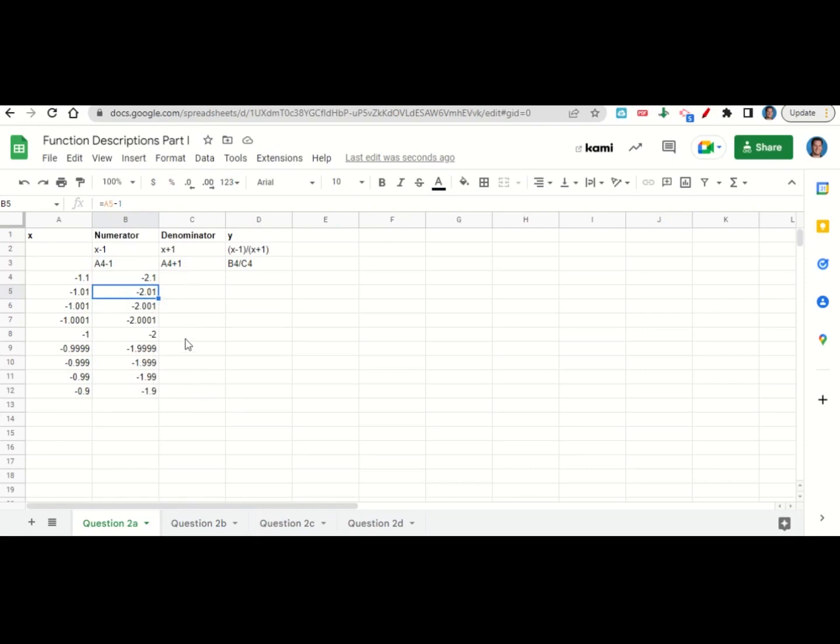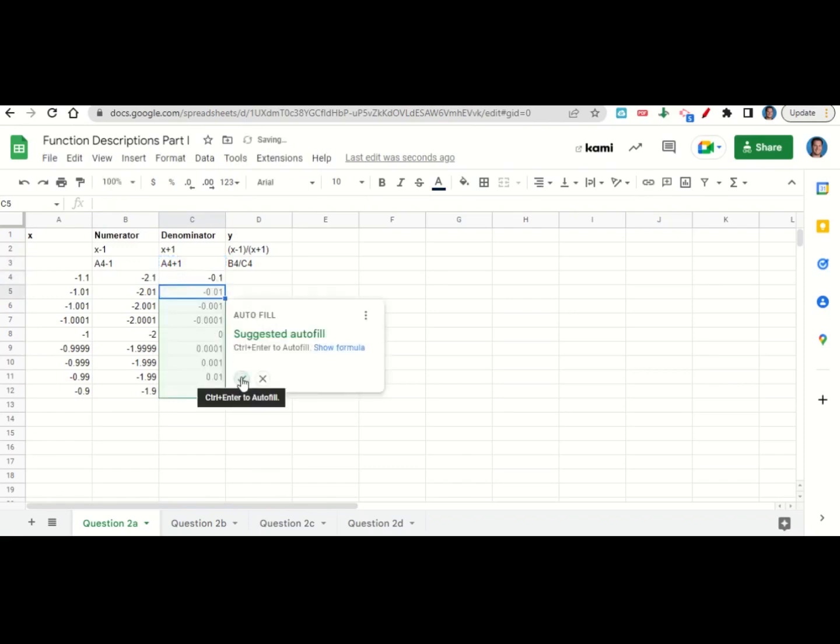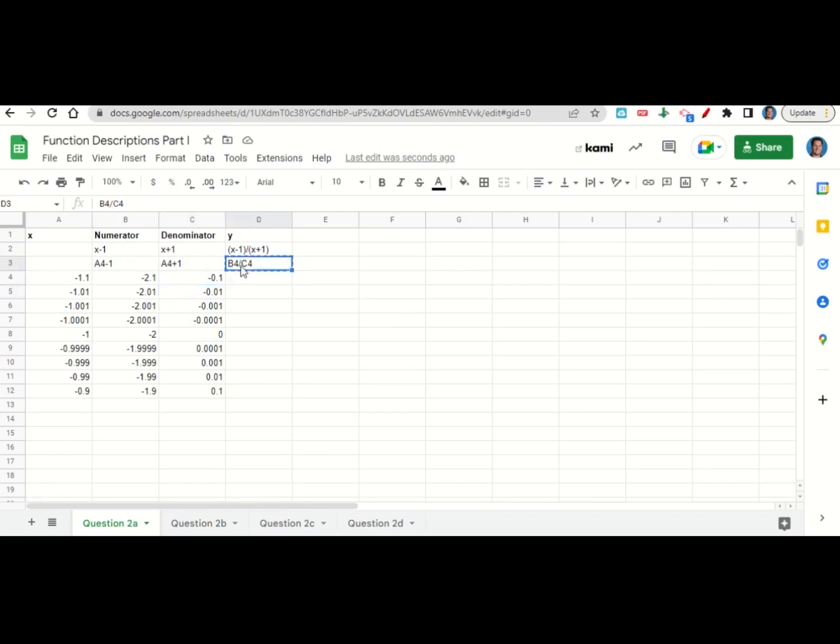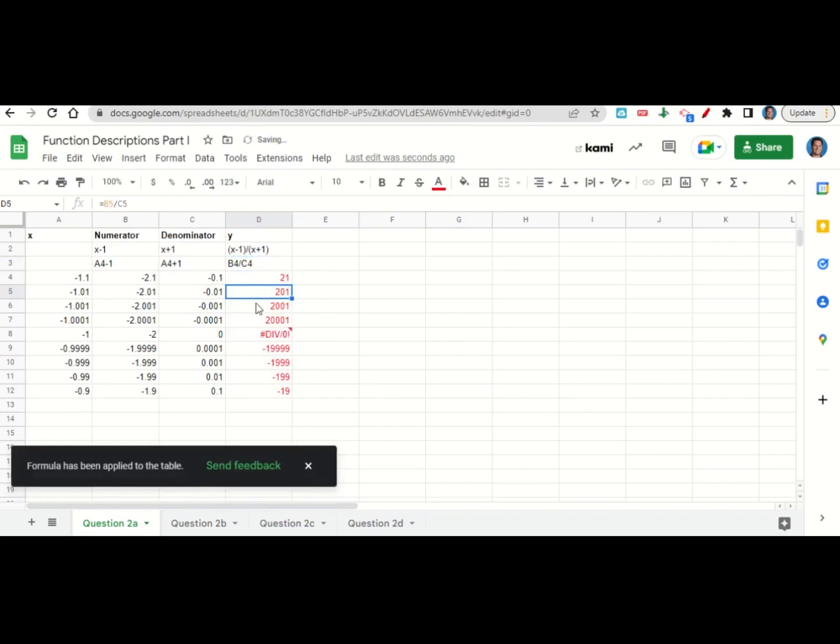Now we're going to do it for the denominator as well. So I'm going to go ahead and copy this, come down, put equals, and then paste it. Again, it asks if I want to autofill. Click the check mark. And then lastly, we're going to go ahead and put the numerator over the denominator. So we're going to copy this, put equals, and then paste it. It asks if we want to autofill. We click yes. And notice it appears in red. These would be your answers. So these are the answers that you will put into your Desmos activity.